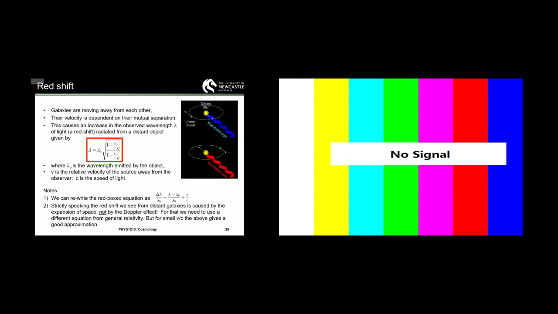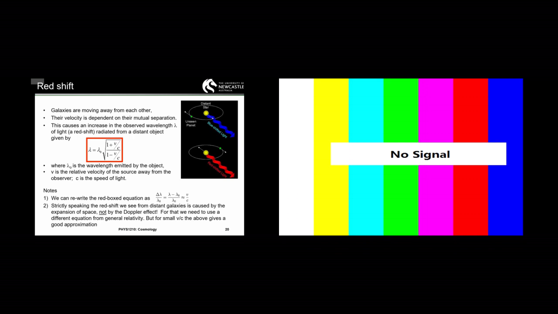Now not only are all galaxies moving away from us, but the speed that they're moving away is dependent on how far away they are. And the furthest galaxies are actually moving away from us faster than the galaxies that are close by.